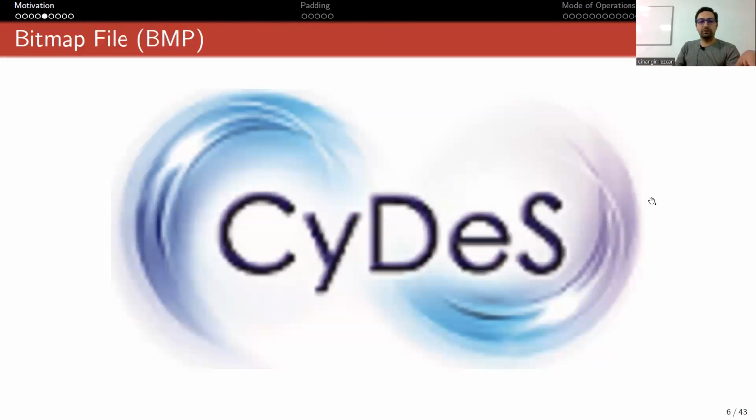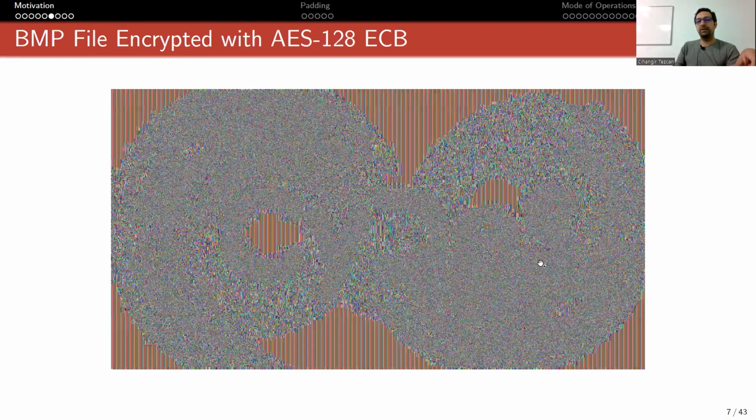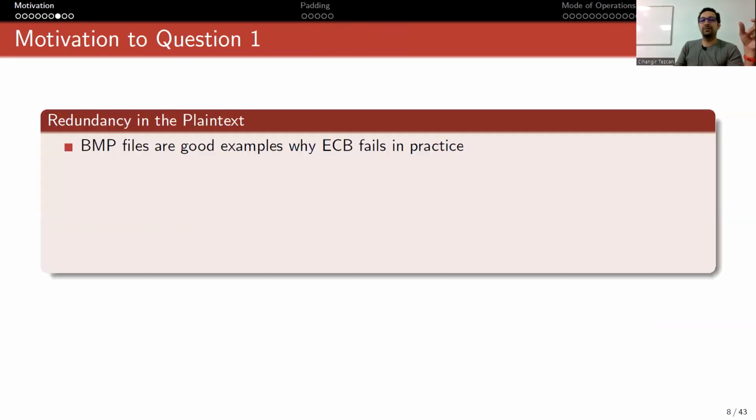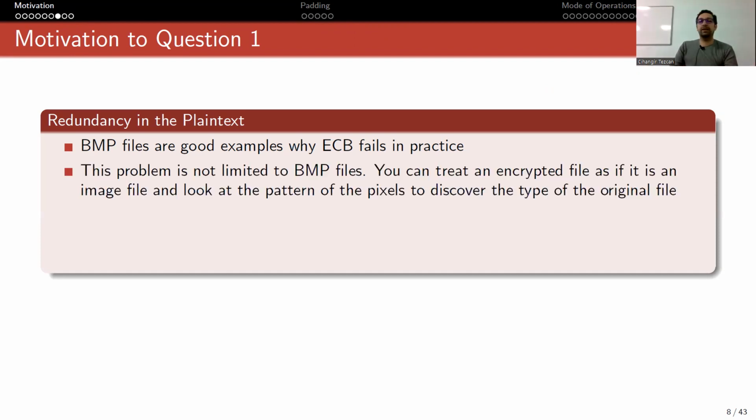Similarly, if you look at the logo of our laboratory, as you know, the resolution is really bad, but even if I encrypt this, I see the patterns here, and I directly understand that this was an image file. You can even read the letters here, but it is not important. And good encryption shouldn't leak such information. So this is why you cannot use ECB. So BMP files are good examples why ECB fails in practice.